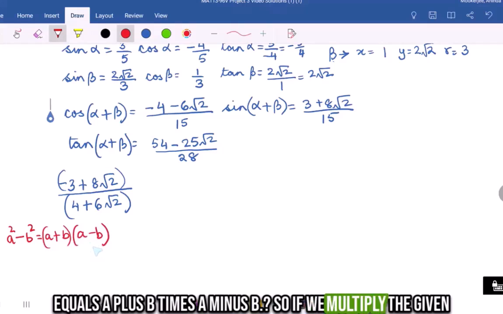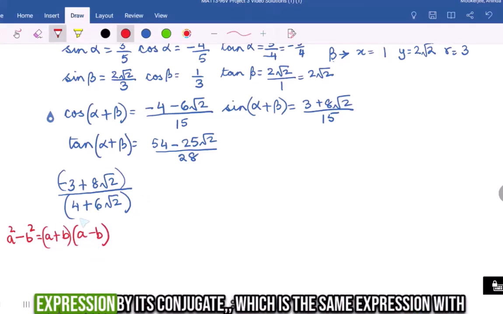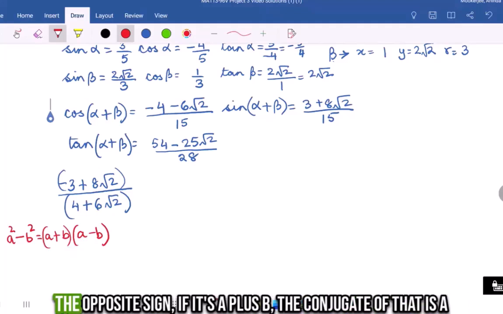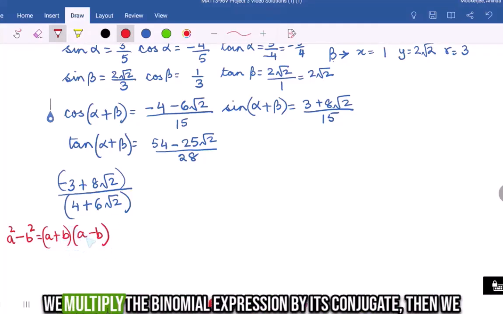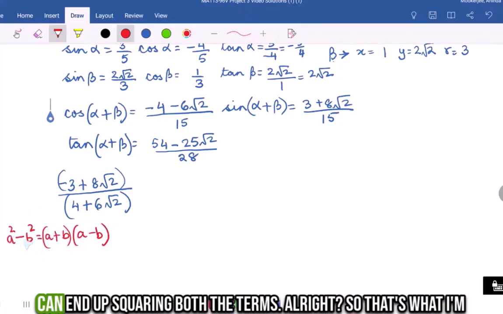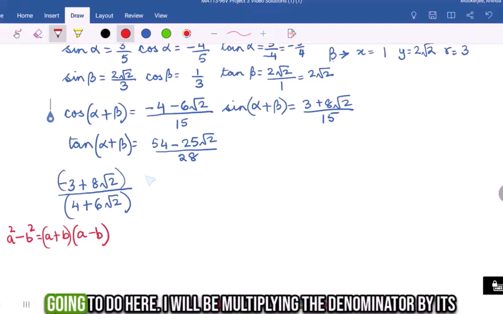So if we multiply the given expression by its conjugate, which is the same expression with the opposite sign. If it's a plus b, the conjugate of that is a minus b. If it's a minus b, the conjugate of that is a plus b. So if we multiply the binomial expression by its conjugate, then we can end up squaring both the terms. All right. So that's what I'm going to do here.